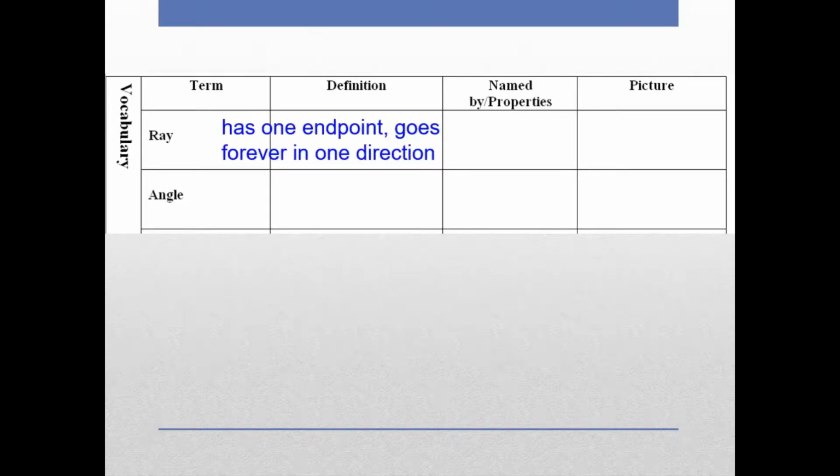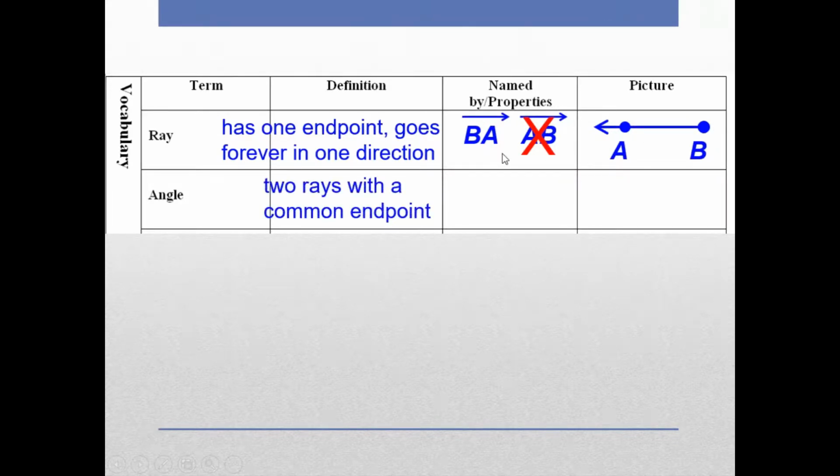So a ray is similar to a line, but it has an endpoint, and it only keeps going in one direction. It looks like this: an endpoint here at point B, and then it goes through A and keeps going. So when you name a ray, you're going to name it similar to a line, but you should always start with the letter that is the endpoint, and then the arrow should go in the same direction as it does in the diagram. You should not name it AB because it doesn't start at point A and go through B.